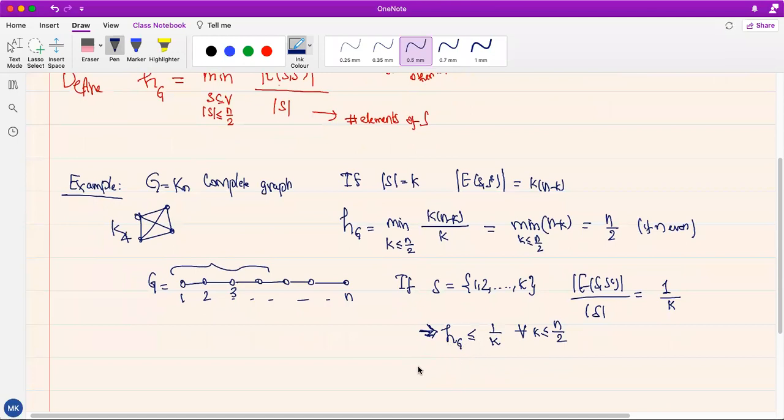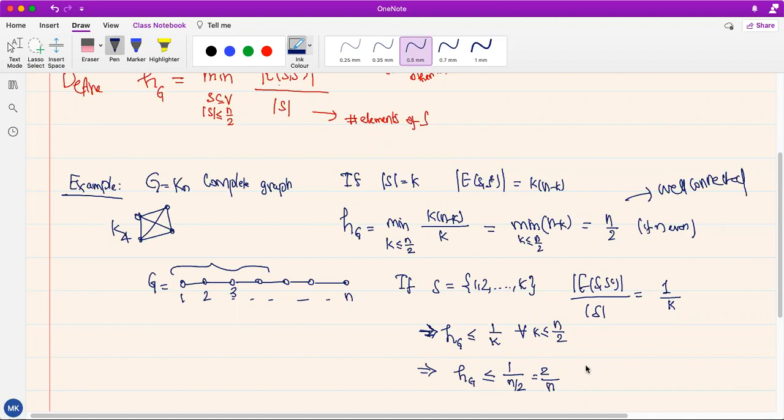So what is the best that comes out of this? This tells me that H of G is less than or equal to how much? What would you take K to be to minimize this? As large as possible, right? So you take it to be the largest possible, which is N by 2. So it is something like 2 over N. So you see, H is only a very tiny number with large N. When N is large, this is a tiny number compared to the complete graph where H is very large. So this is very weakly connected. So this is well connected.